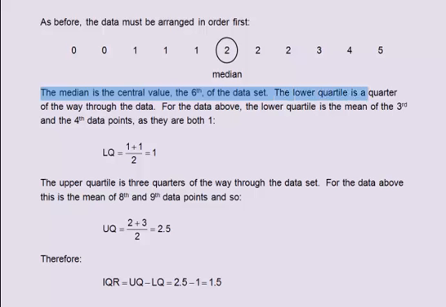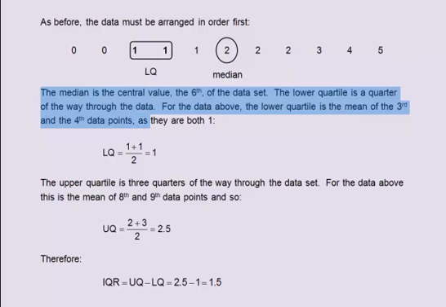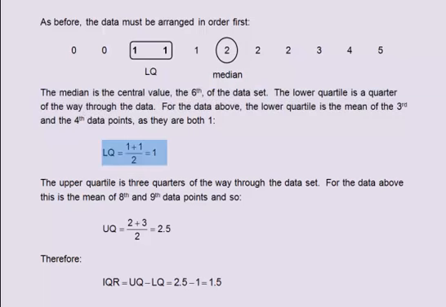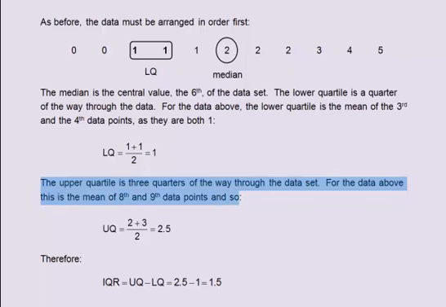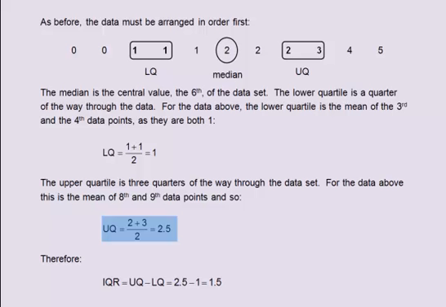The lower quartile is a quarter of the way through the data. For the above data, the lower quartile is the mean of the third and the fourth data points. As they are both 1, LQ equals 1 plus 1 divided by 2, which equals 1. The upper quartile is 3/4 of the way through the data set. For the data above, this is the mean of the 8th and 9th data points, and so UQ equals 2 plus 3, all divided by 2, which equals 2.5.